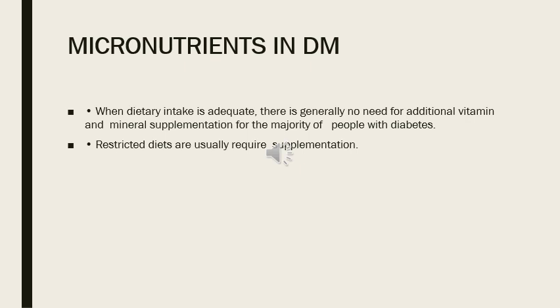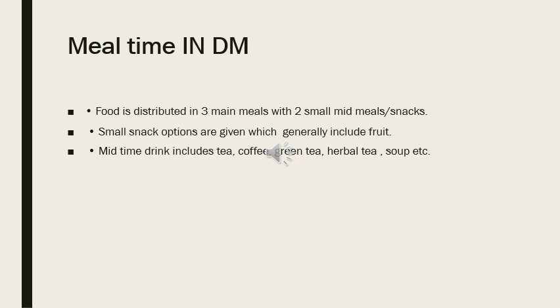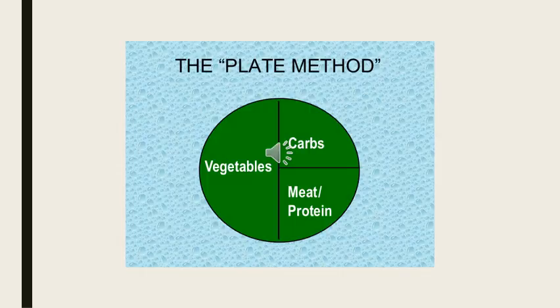Micronutrients are prescribed for those with restricted diets only. Meals of diabetics are composed of 3 main meals and 2 small mid-meals or snacks. The snacks should be either fruits, coffee, green tea, herbal tea, or light soup. Each meal should follow the plate method, in which half of the plate is composed of vegetables and the other 2 quarters are meat and carbohydrates.